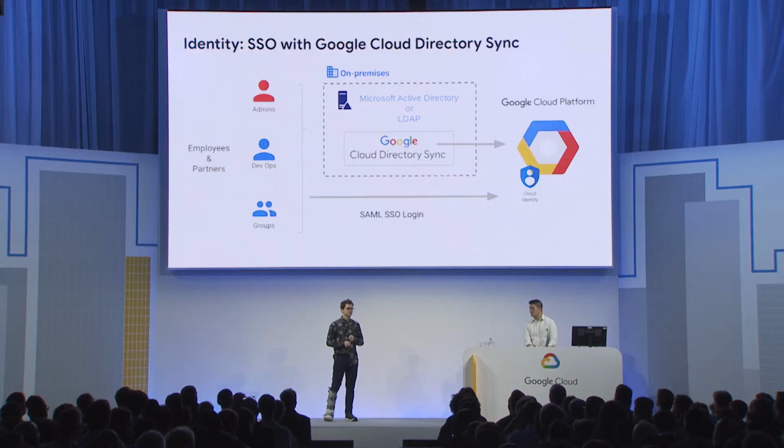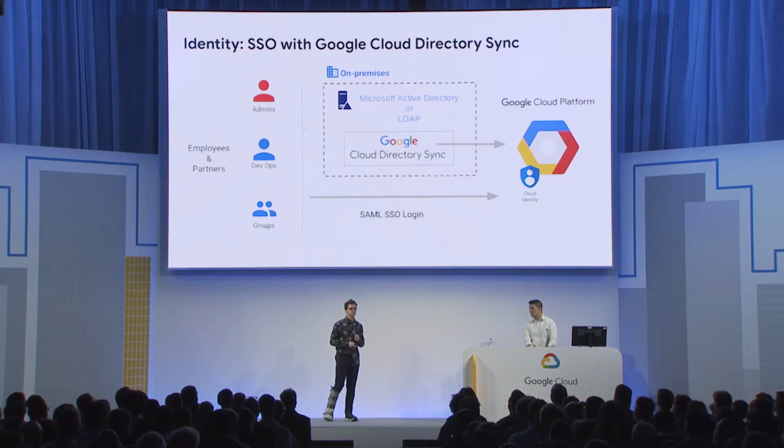Now that we've talked about networking, let's look at identity and directory services. Most of you probably have invested heavily in getting your employees in your existing systems into your federated or into your directory services. You've set up groups and ACLs in regard to your business modeling. You'd like to bring that into Google Cloud.